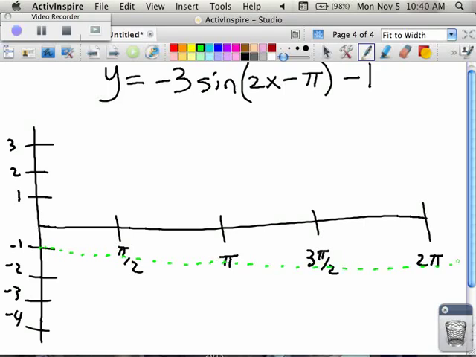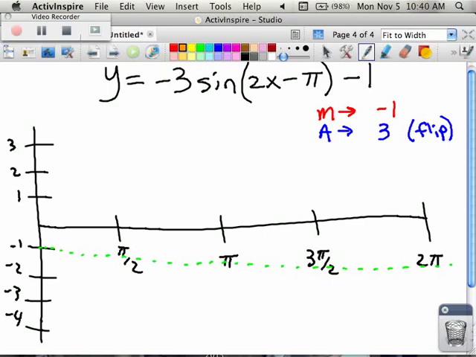So over here to the side, I know that this is where my midline is. I'm going to write down that my midline is at -1. It shifted down 1. That helps me to visualize what's going on. What about my amplitude? It flipped and it's stretched by 3. So the amplitude on the test, you're just going to put down as a +3. And I probably would in parentheses write down that it flipped, so that you know it's upside down.